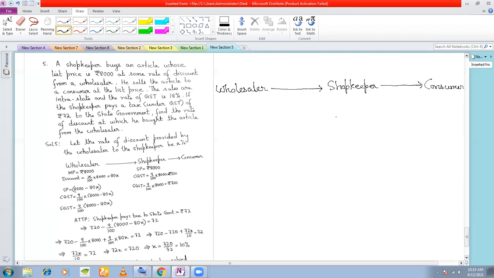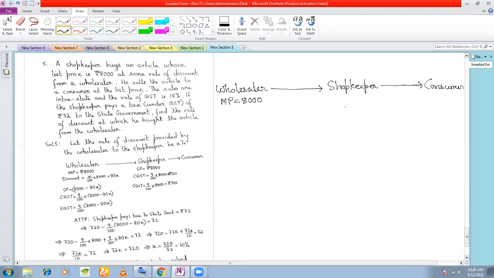Okay, so we don't know the discount, but the list price, which is also called the mark price, is 8,000 of the wholesaler. This is what we know, and the shopkeeper is buying at some rate of discount, which we don't know. Now the shopkeeper sells it to a consumer at the list price.